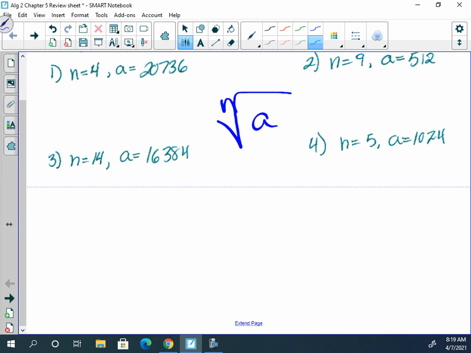Well, this is all dealing with the nth root of a, so if we look at number 3, we're taking the 14th root of 16,384. And really at this point we can plug it into the calculator and we get what? 2. So 2 to the 14th is 16,384. So we can type that into the calculator and it would give us our answer.